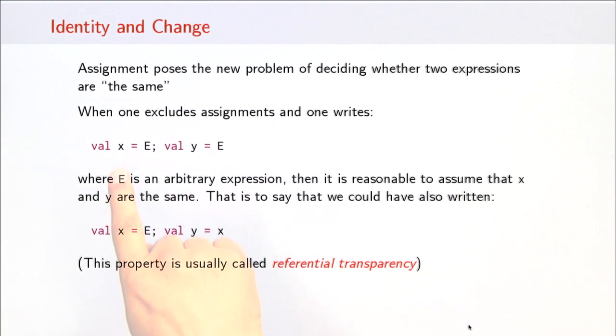Let's say we had two value definitions, x = e and y = e, where e is an arbitrary expression, and we don't consider any assignment. Then it's reasonable to assume that x and y are the same. By that we mean that we could also have written x = e and y = x, and the two forms of definitions would mean the same thing. That property is usually called referential transparency.